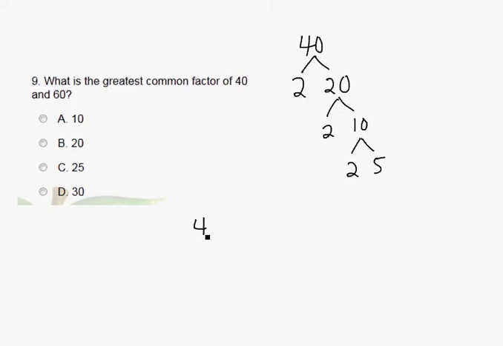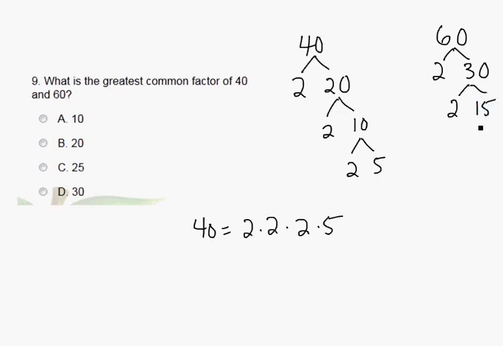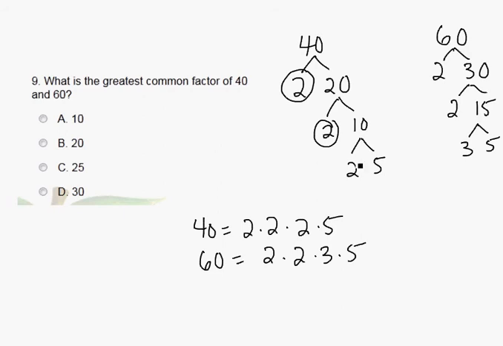So that tells me that 40 is 2 times 2 times 2 times 5. Let's do the same thing for 60. You can factor 60 into 2 times 30. 30 is 2 times 15, and 15 is 3 times 5. So 60 is 2 times 2 times 3 times 5. And again, the way I'm getting these numbers is I'm taking all of these prime factors at the end of my factor tree, and that's my factorization.